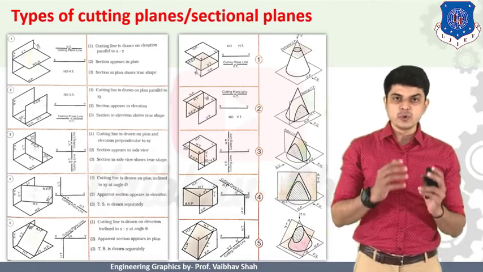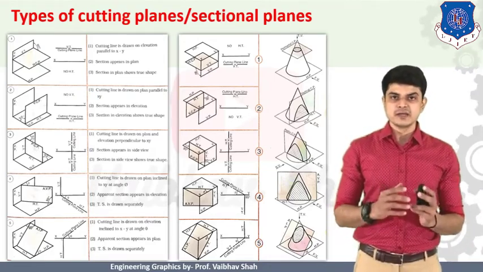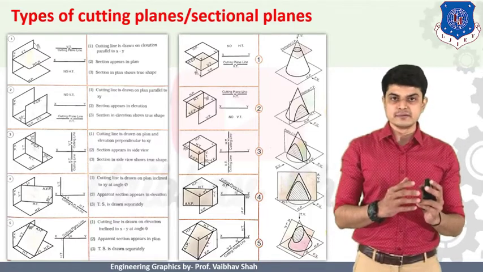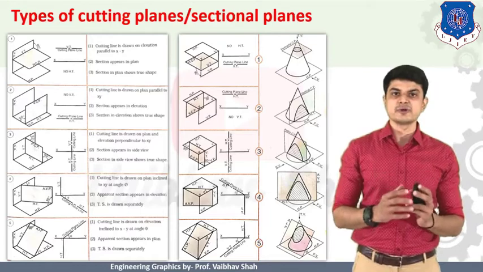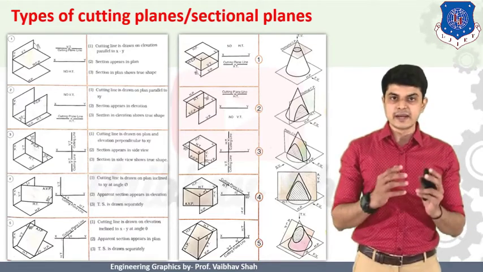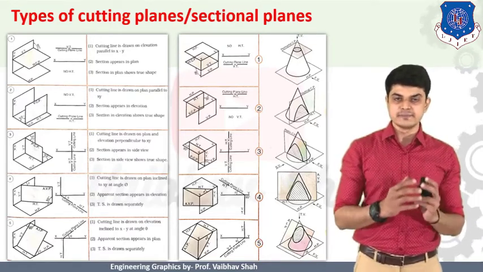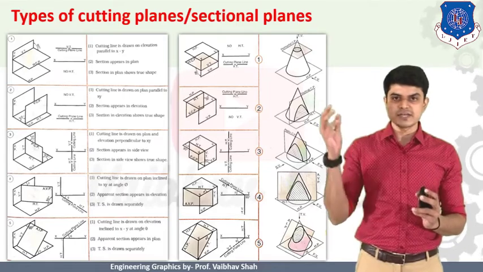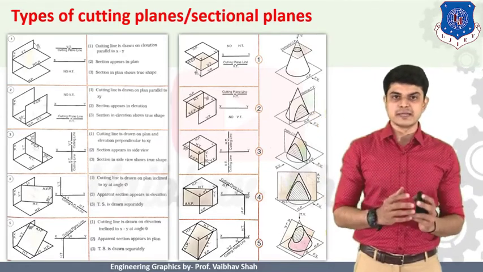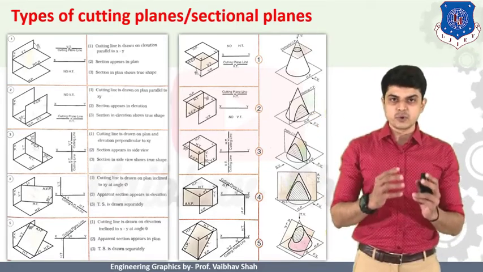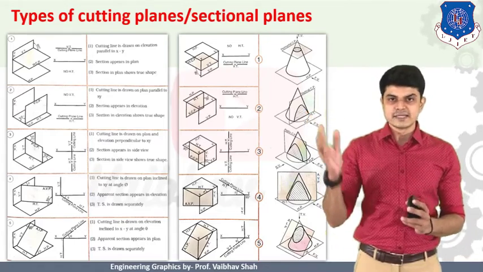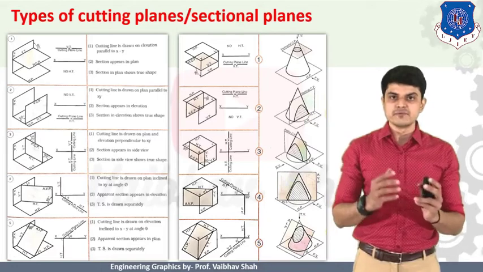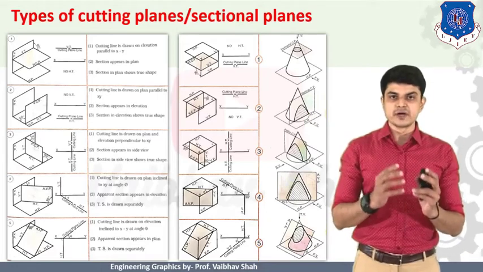Now let us move to the next cutting plane, the vertical cutting plane. A cutting plane which is perpendicular to your horizontal plane is known as a vertical cutting plane. Let us try to cut this object, our cone, by a vertical cutting plane. When we cut the cone by a vertical cutting plane, the section will look something like this, and it is seen in the front view.